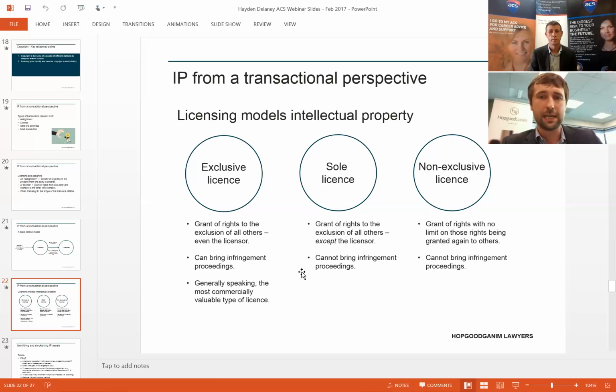Second of all, we've got a sole license. A sole license is a bit of a spin on the exclusive license.